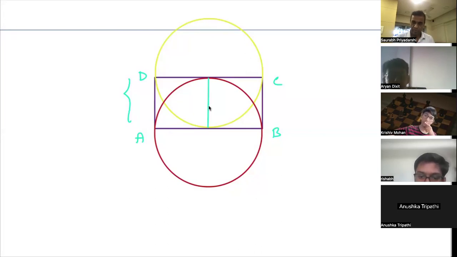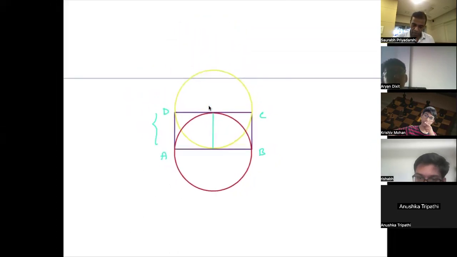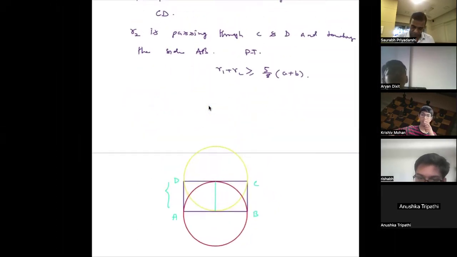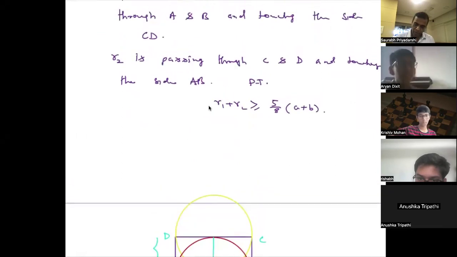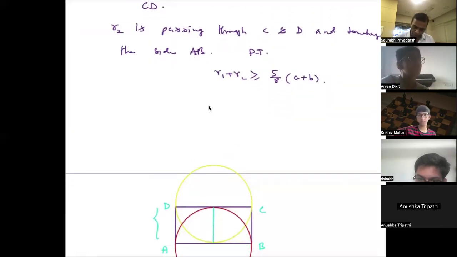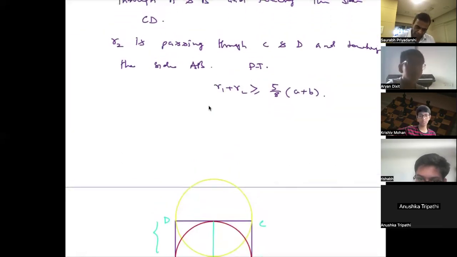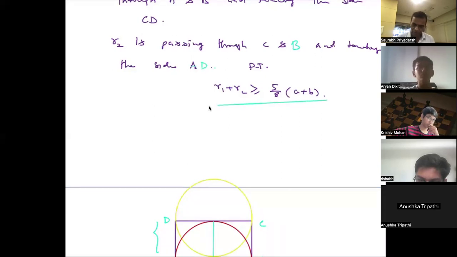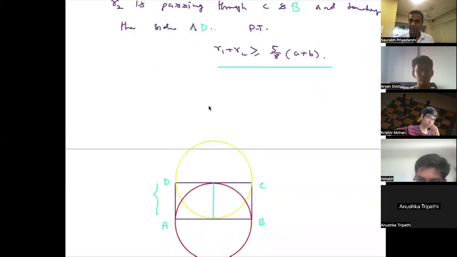So what if I'm changing a few things in this. R2 is passing through C and B and touching the side AD. Now you have to prove this. The first is only, both will be the same, right? Both are going in the same direction.